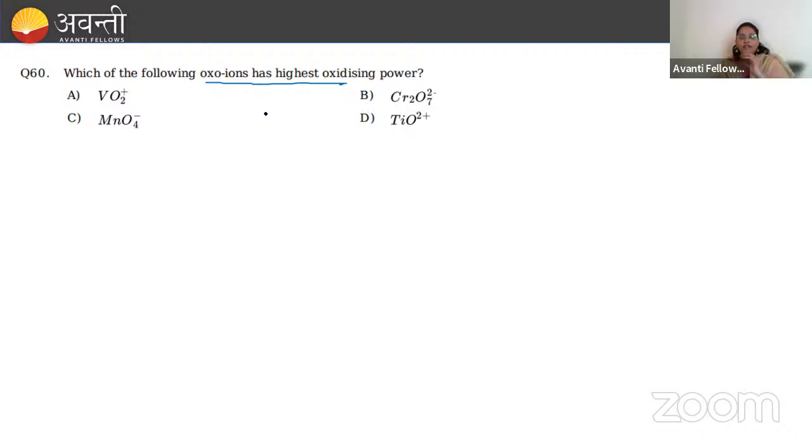So here, what is the order of oxidizing power for all these oxides? Do you have any answers here? Okay, I will tell you. The order of oxidizing power is in this way: PbO2, then VO2 plus, then Cr2O7 2 minus, then MnO4 minus. So MnO4 minus is the strongest and highest oxidizing agent present here in this question. Okay, any doubt in this? Hello, any doubt in this? Okay. Next question, problem number 61.